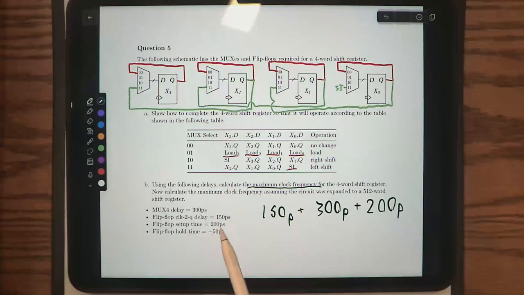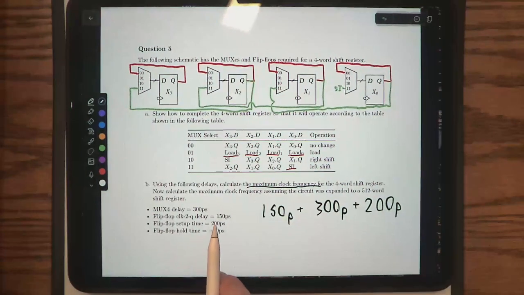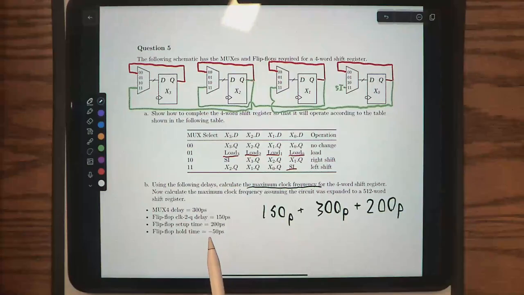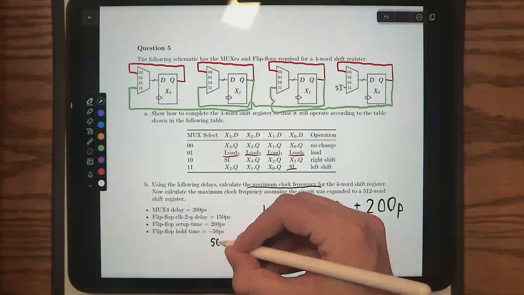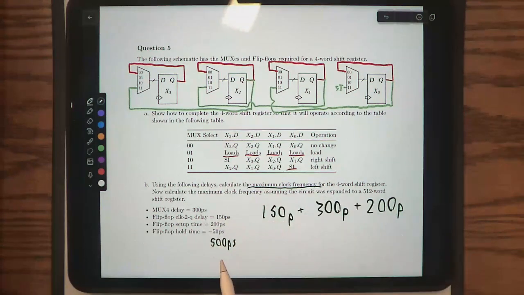Let's say that the hold time was maybe 500 picoseconds. Then would we have a hold time violation in that case? If it was positive 500, then the clock to Q plus the mux delay would still be less than 500, so therefore we would have a hold time violation. In that case, how would we fix this?